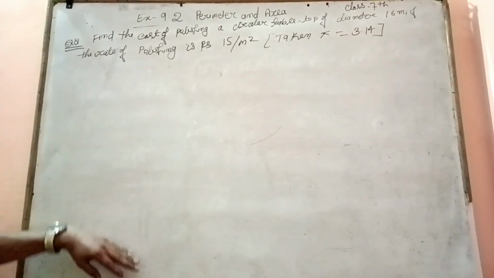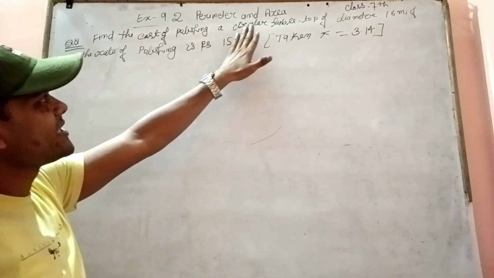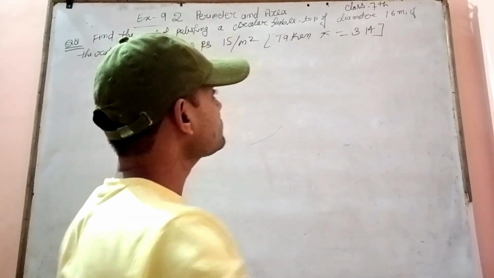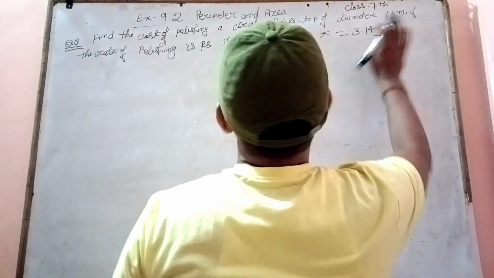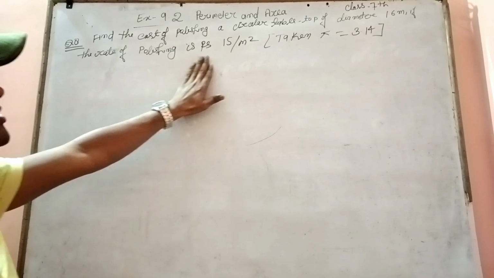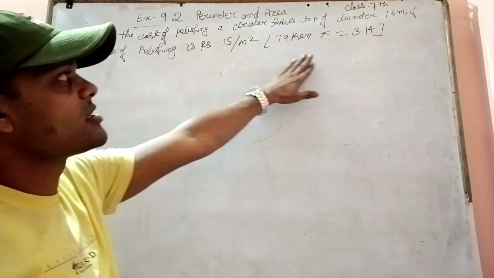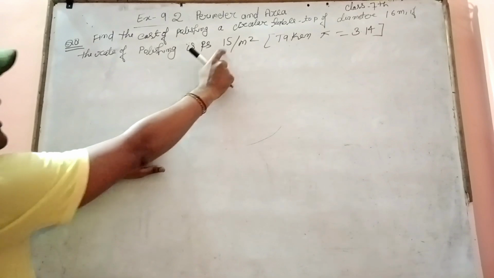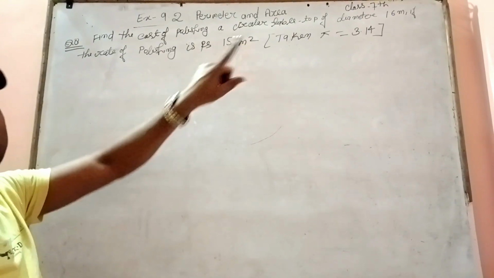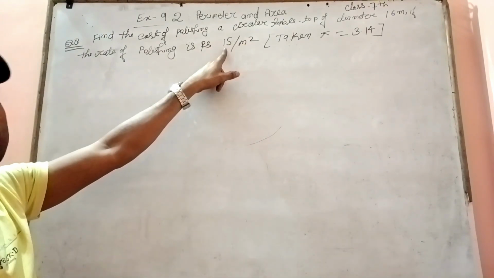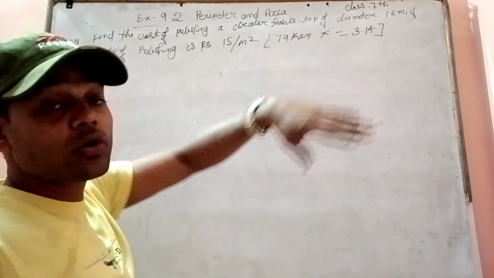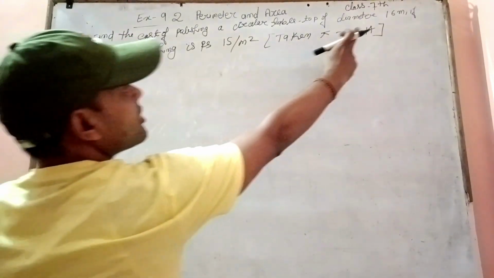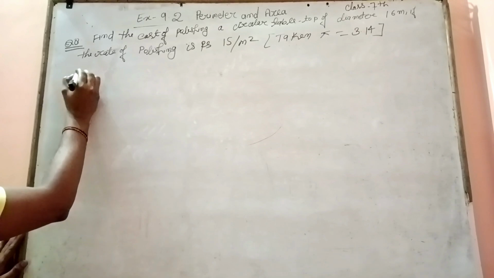Question number 8. Find the cost of polishing a circular table top of diameter 1.5 meter, if the rate of polishing is rupees 15 per meter square. Take pi is equal to 3.14. The cost is given as rupees 15 per meter square. So find the area of the circular table, given the diameter of the circular table.